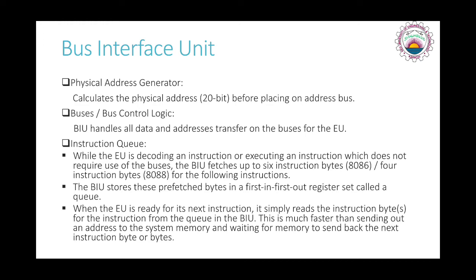In this slide we have the components present within the bus interface unit. The first one is the physical address generator. By using a physical address generator, the microprocessor will be generating a 20-bit address, and for generating the physical address it will require segment registers for base addresses and offset addresses. After calculation of the 20-bit address, that address will be placed on the 20-bit address bus.